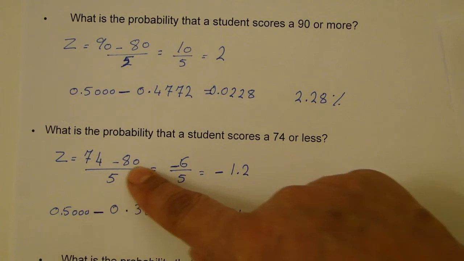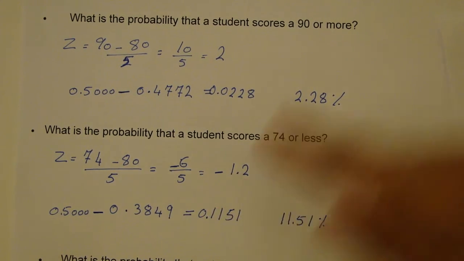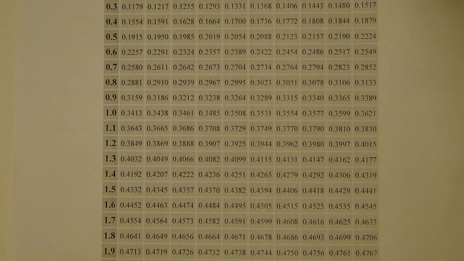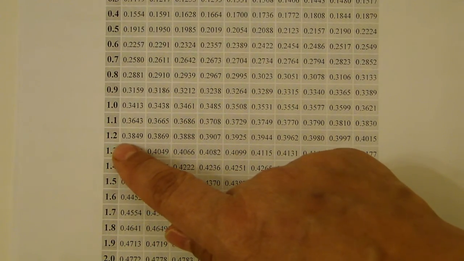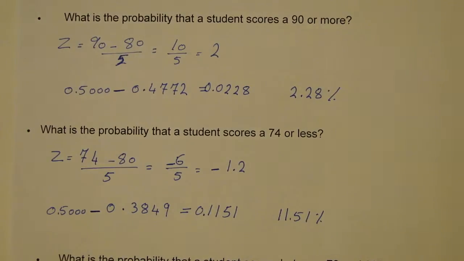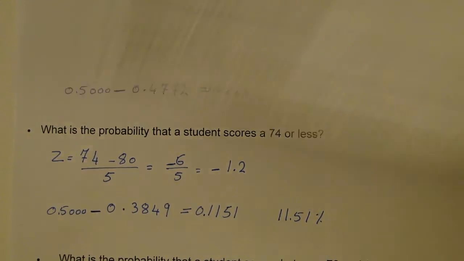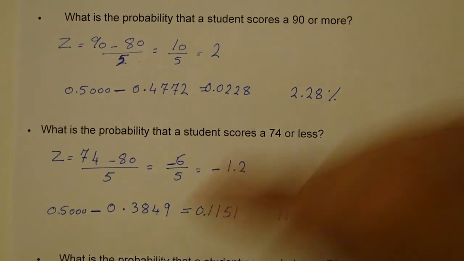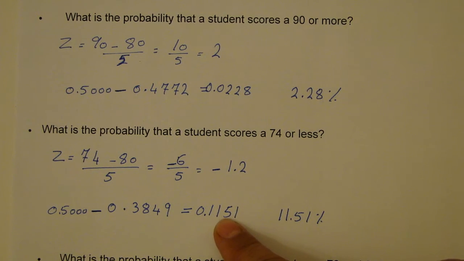The third question. What is the probability that a student scores a 74 or less? Z equals 74 minus 80 over 5, which is negative 6 over 5, which is minus 1.2. Again, I'm going to get my table. Of course, my table does not contain plus or minus. It only contains a number. So I'm going to look for 1.2, which is 0.3849. I'm going to put my answer and then subtract it from the 0.5 also. Why? Because according to my table, this is the part, and I want "or less." So I'm going to have 0.5 minus 0.3849, which is 0.1151, which is 11.51%.